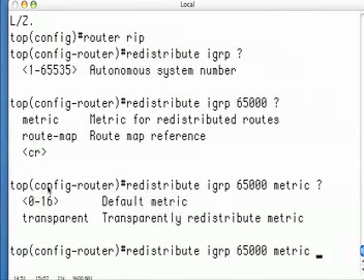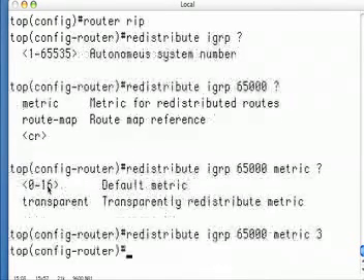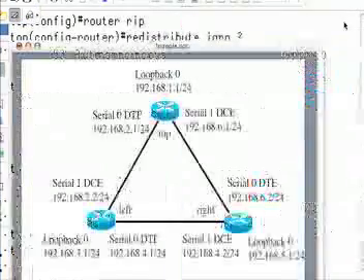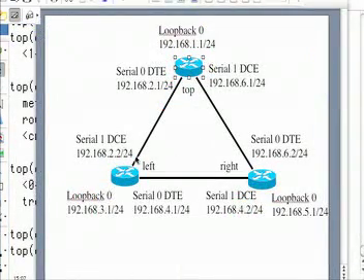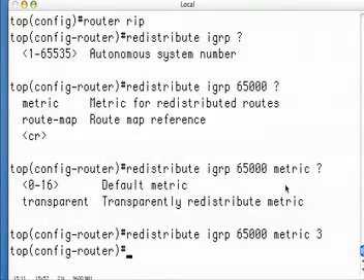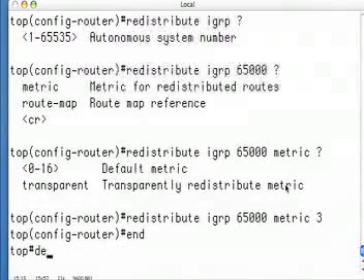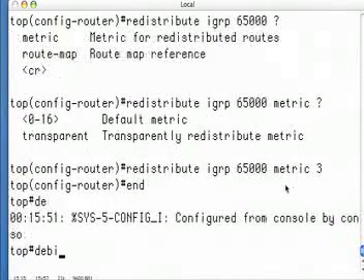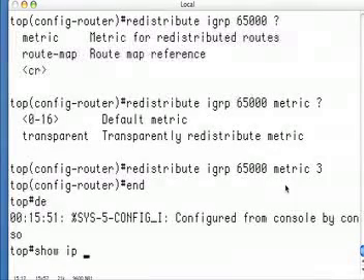This is going into the metric in RIP, so it's hop counts. So usually when you're redistributing, you want to pick a metric that is higher than the native RIP metric. So let's try 3, because our network is less than 3 hops to get anywhere. End. Debug, show IP RIP database.